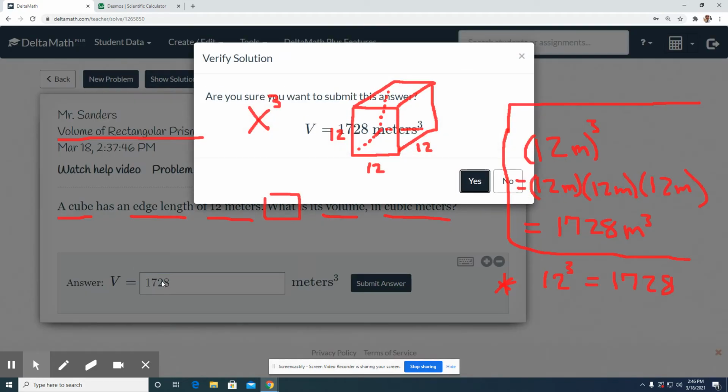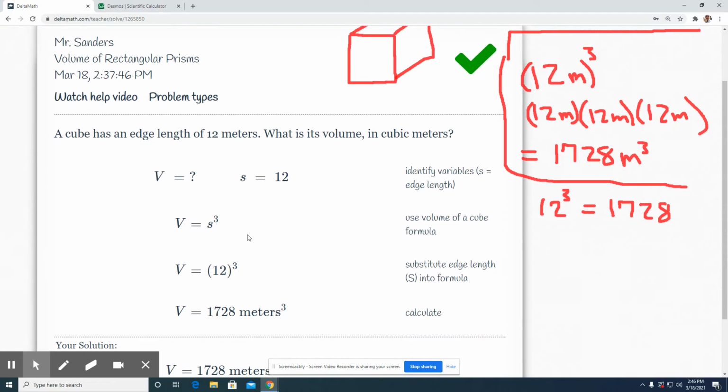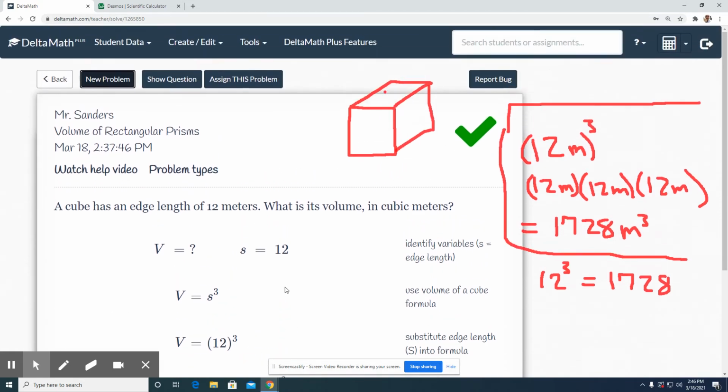So 1728 is the answer here. Okay. And they have that same idea of cubing it and meters cubed. Notice he left off the label or the meters as he did it, and he put it at the end. So that's a very common technique. Okay.